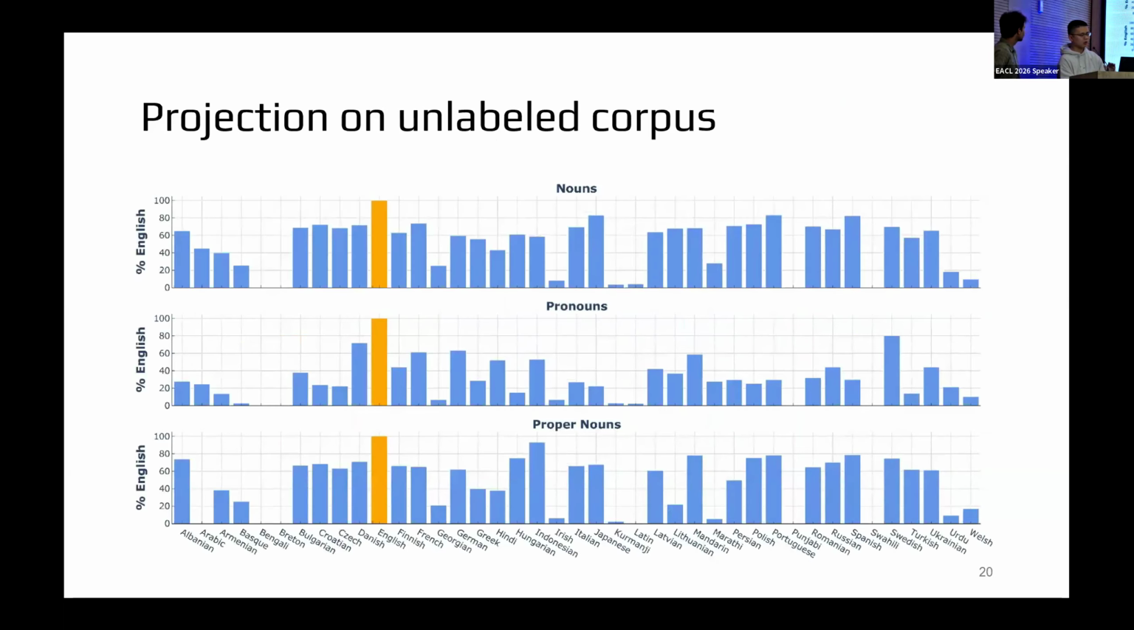Now, using unlabeled data as well, we want to see how much information status is kept. The orange bar indicates English, so it's 100%. Since it's always projected to other languages, information status will be reduced. We can see how much information status is kept. For some languages, it's only reduced a little bit, but for other languages, it's reduced substantially.